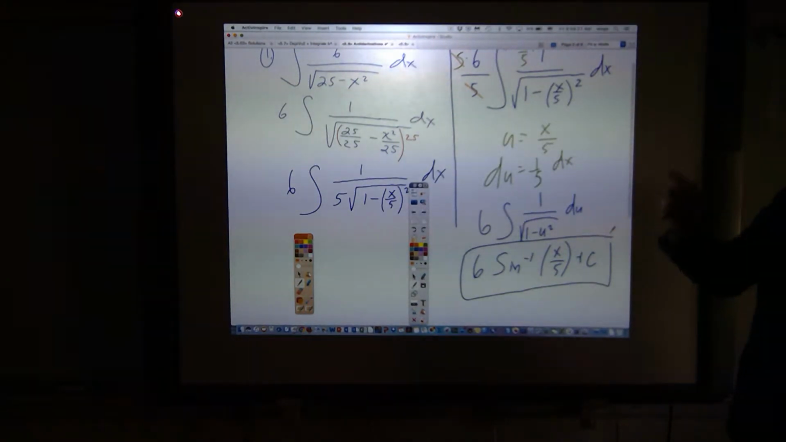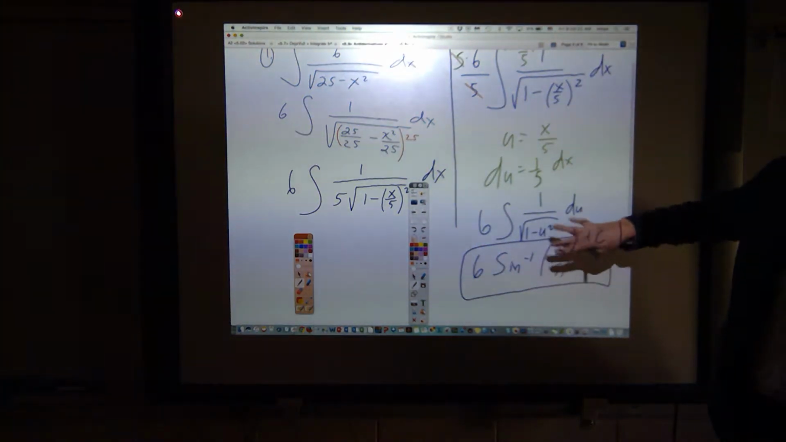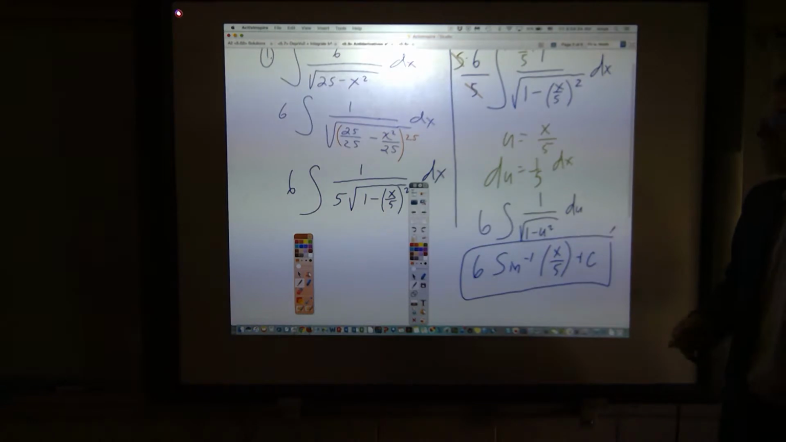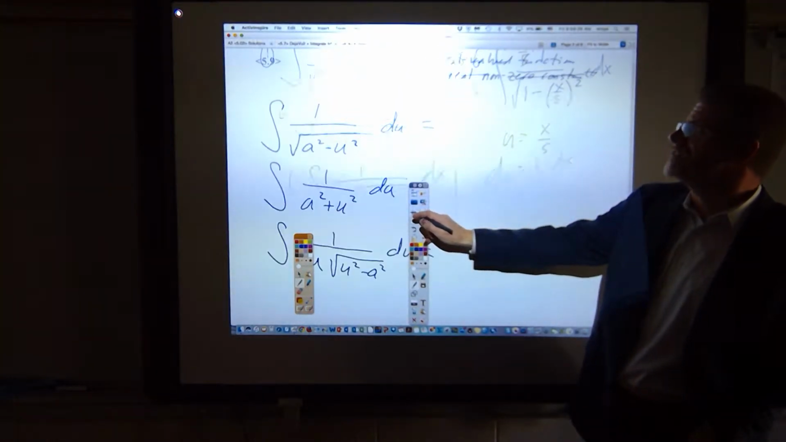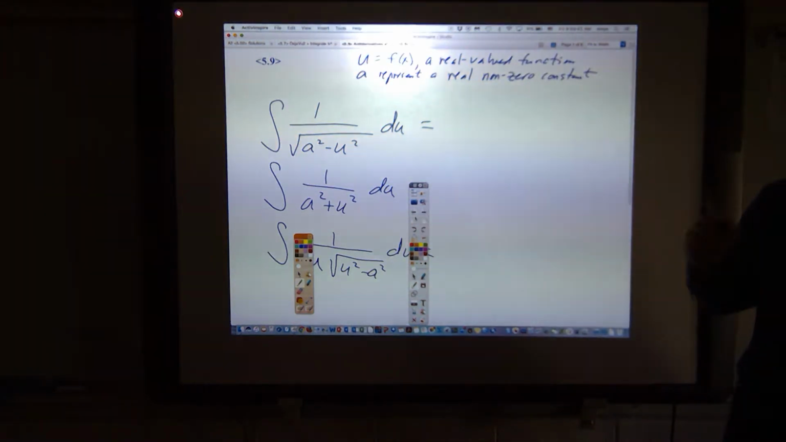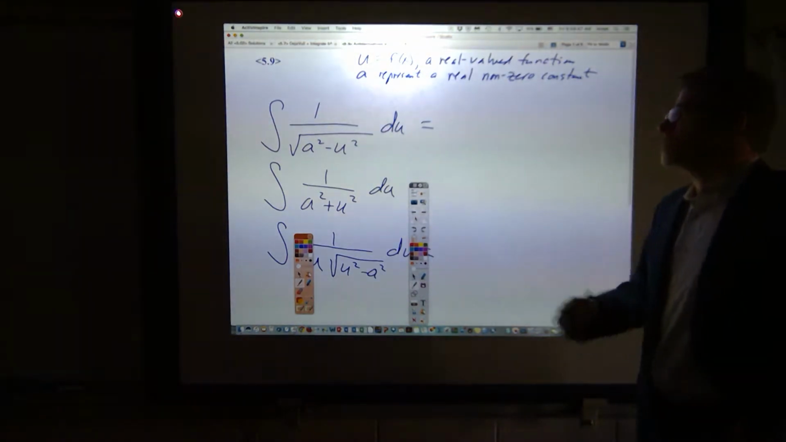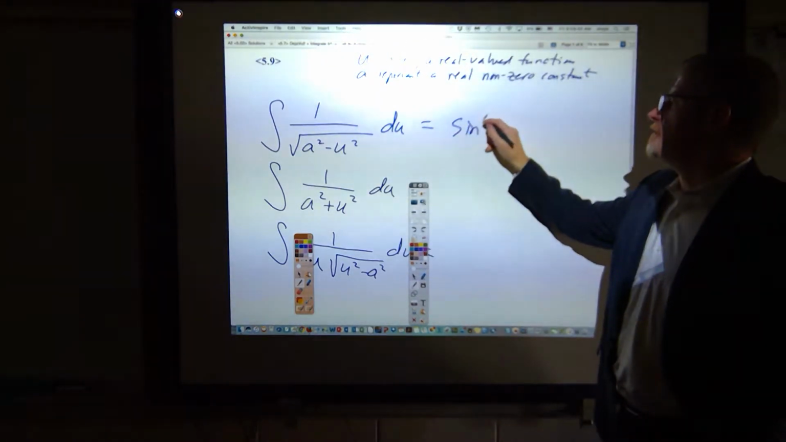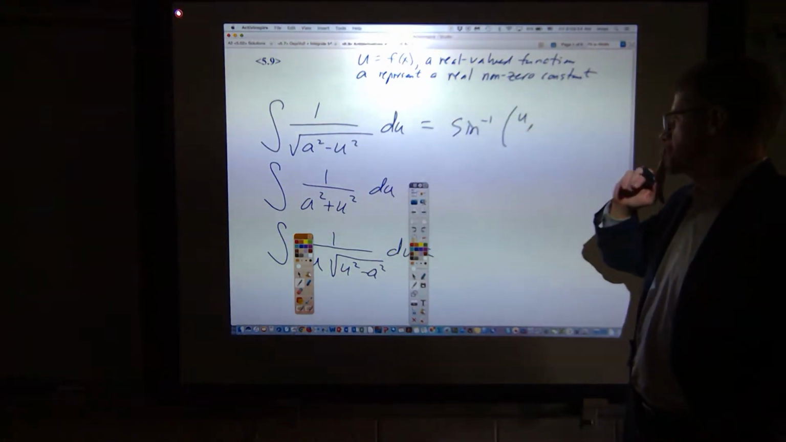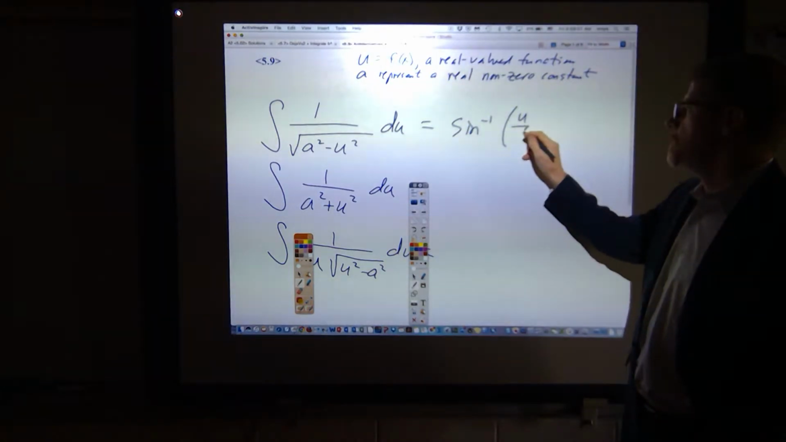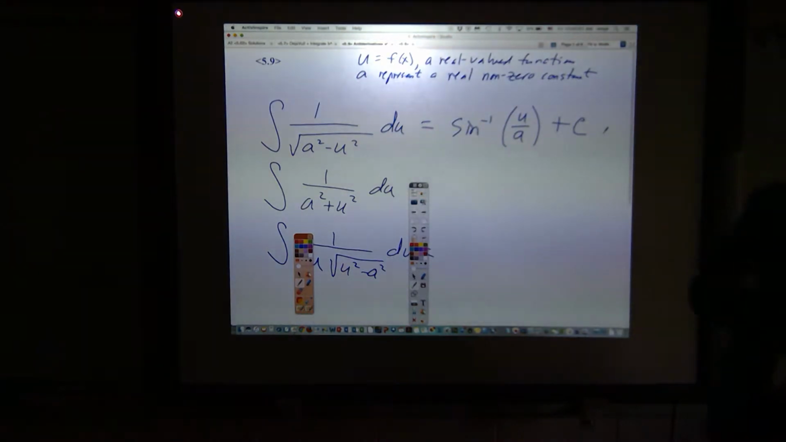I would expect you on the homework to do this problem without any work whatsoever. I would expect you to skip all the steps using the general result, which I would now like you to flip back to page 1 and record. In general, when you see the antiderivative of 1 over the square root of a squared minus u squared, the answer is always going to be sine inverse of whatever u is divided by a, plus a constant of integration.